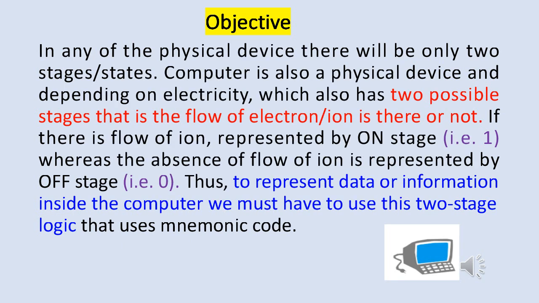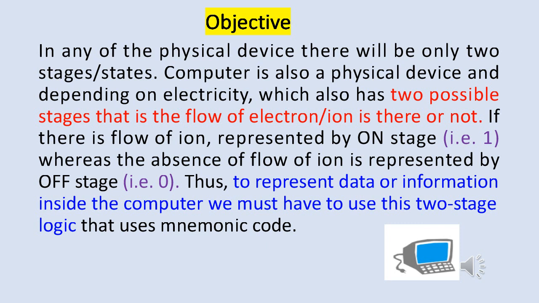Friends, before discussing more about number system, we have to know our surroundings. We are living in a physical world, and to perform our day to day activities, we have to take the help of a number of physical devices. In any physical device, there will be only two states. Computer is also a physical device and depends on electricity, which also has two possible states. That is, the flow of electron or ion is there or not.